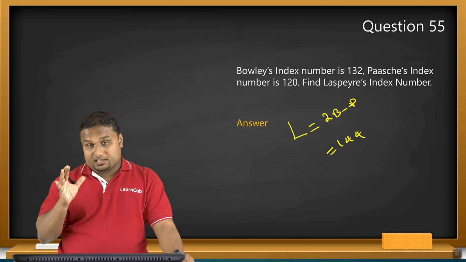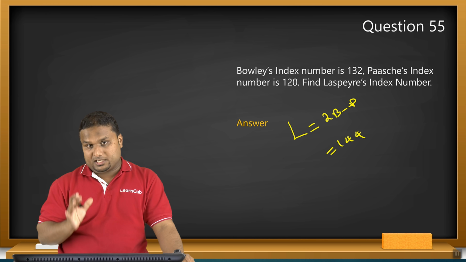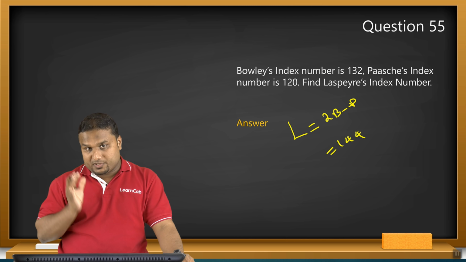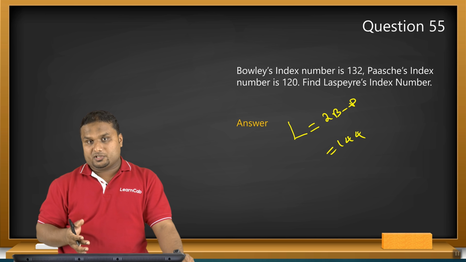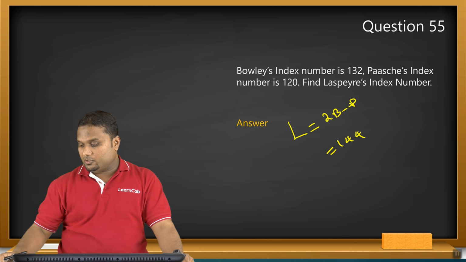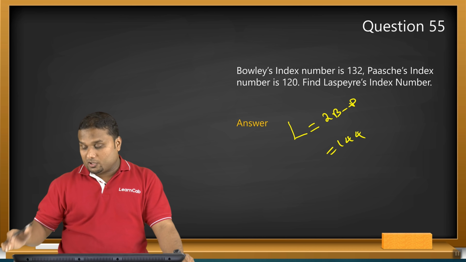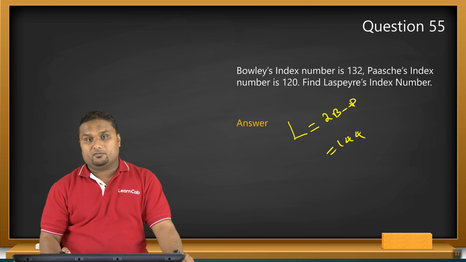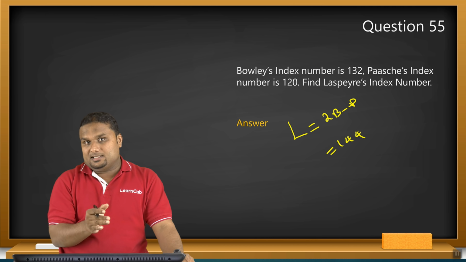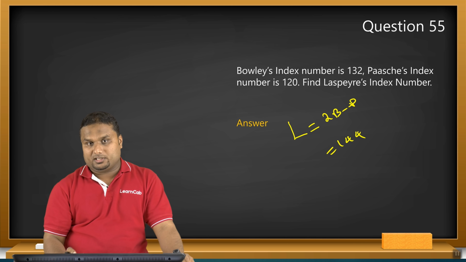Fisher's means the simple geometric mean of Laspeyres and Paasche's. Laspeyres index number is 144. Paasche's index number is 120. So Fisher is 144 into 120, and the square root of the answer, that is 131.45, which is a little bit less than the Bowley, which is 132.